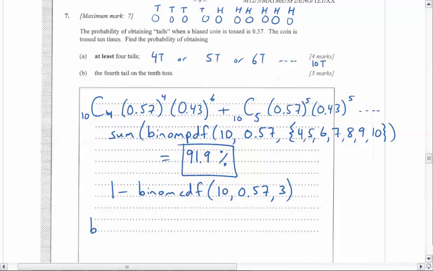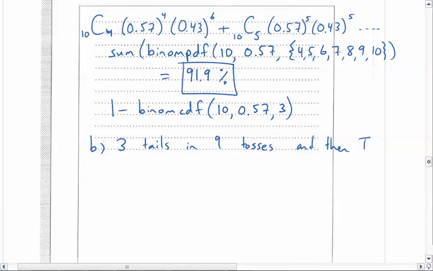Okay, so for B, how do you get the 4th tail on the 10th toss? What that means is I got 3 tails in 9 tosses, and then another tail. So out of 9 tosses, I want to choose 3 tails. The chance of tails is 0.57, it has to happen 3 times. Chance of heads is 0.43, has to happen 6 times.